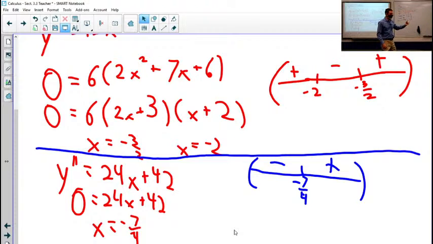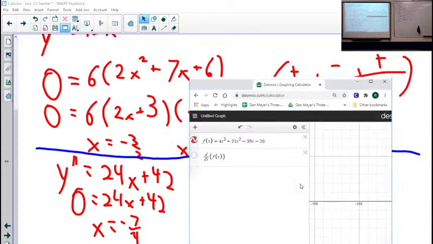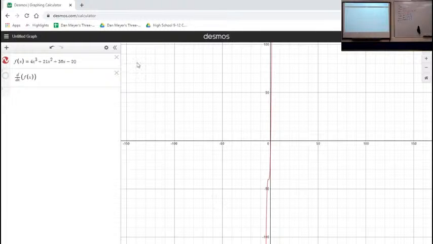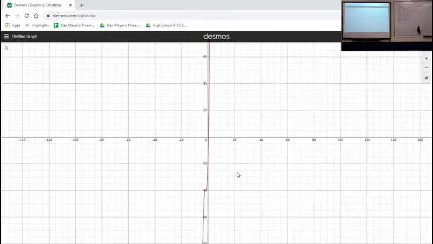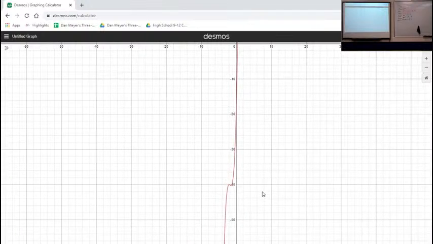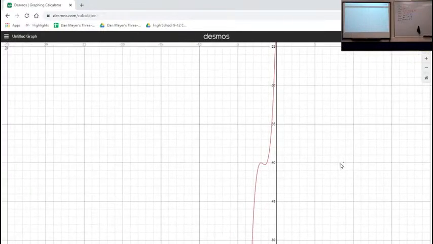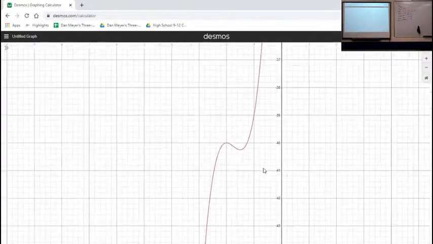Okay. I want to actually connect this here to a visual of what this looks like. So here is your graph. Here's what the graph looks like. You'll notice it goes increasing and then decreasing and then increasing again, just like our sign chart says it should. And if I zoom in here, -2 and -3/2 are very close together. So it should make sense that we're packed in pretty close together here.